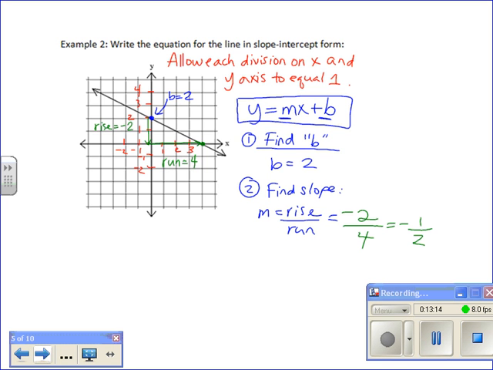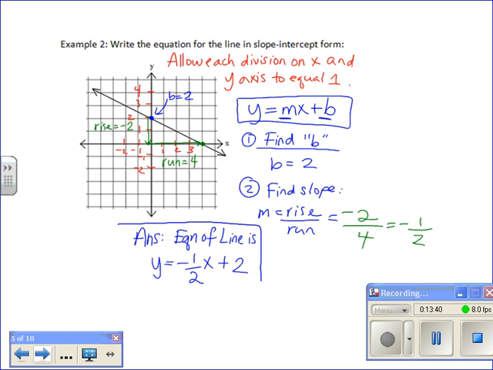That's my answer. So here we go. The equation of the line in slope-intercept form is y equals m, which is negative 1/2, x plus b, and b is 2. There's my answer. So you're substituting in your slope for m and your y-intercept for b.